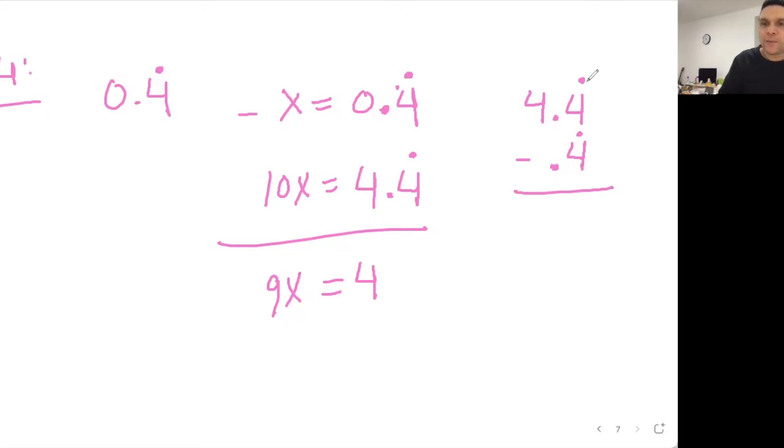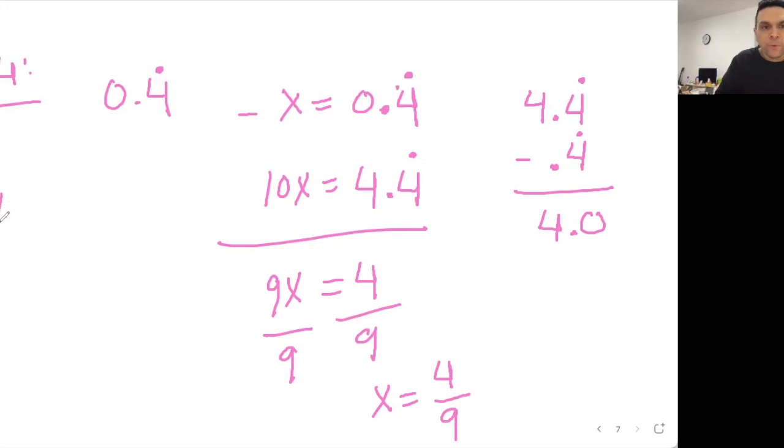If I subtract, I'm basically subtracting this part right here, so I'm left with 4.0. And this is multiplying the x, so I can divide by 9, and I'll get x equals 4/9. So I'm saying that 4/9 is the same as 0.4 with that repeating 4.